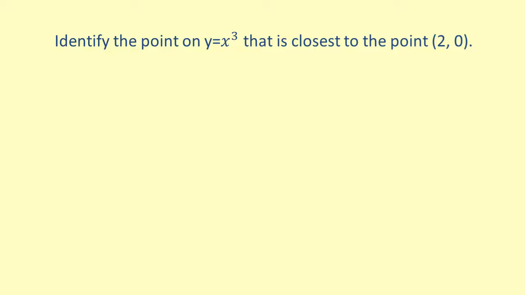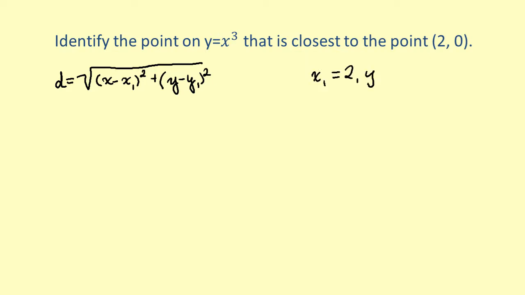We want to find when the function y equals x cubed is closest to the point (2, 0). Let's use the distance formula. D equals the square root of the quantity x minus x1 squared plus the quantity y minus y1 squared, where d is the distance from the function to the point (x1, y1). In this case, x1 is equal to 2 and y1 is equal to 0.